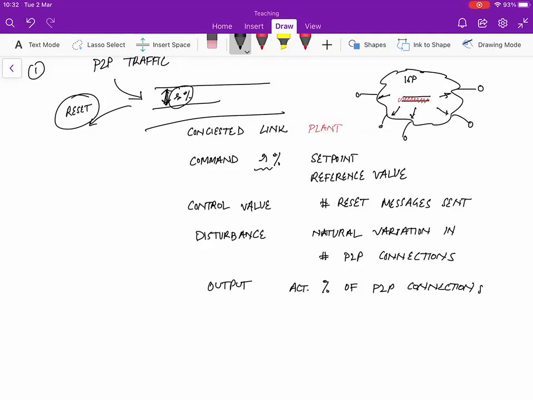So the plant, it's a matter of notion. You could say the plant includes the end users because they are getting the reset messages, but the place that we are controlling is this congested link. So these are both, I would say, acceptable definitions of what the plant is. Right. Thank you.